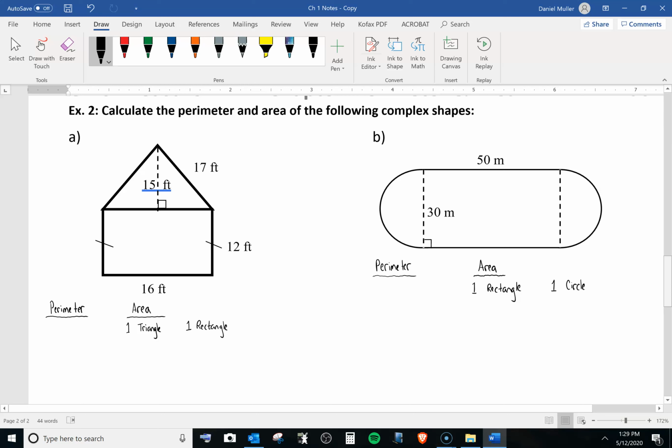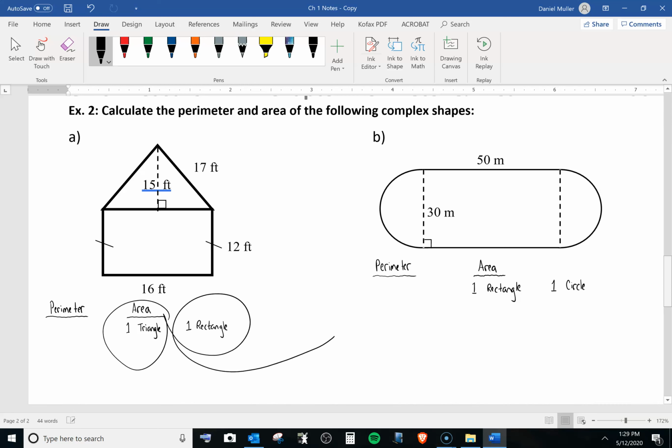In the first one, I labeled that there's one triangle and one rectangle. And then over here for B, there's also one rectangle, and I put one circle. Even though you see two semicircles or two half circles, I'm going to combine them and just say, let's join them together and make one full circle. So if you need to pause and label those, you can.